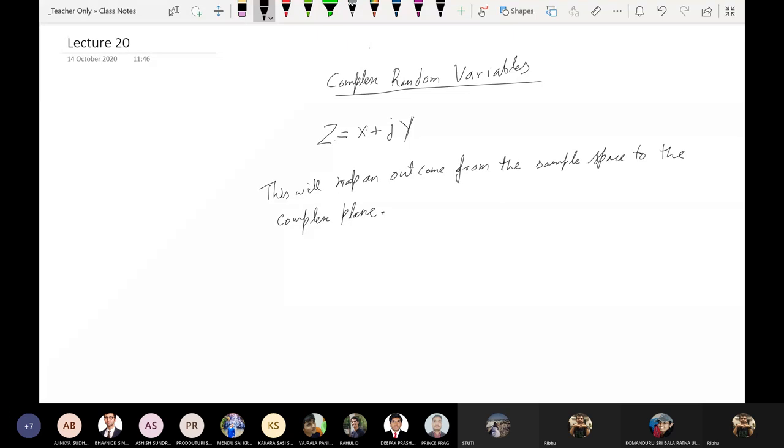Now let us consider. So now let us see how is this different from... So what we would like to ask is, how is a complex random variable different from two real random variables?